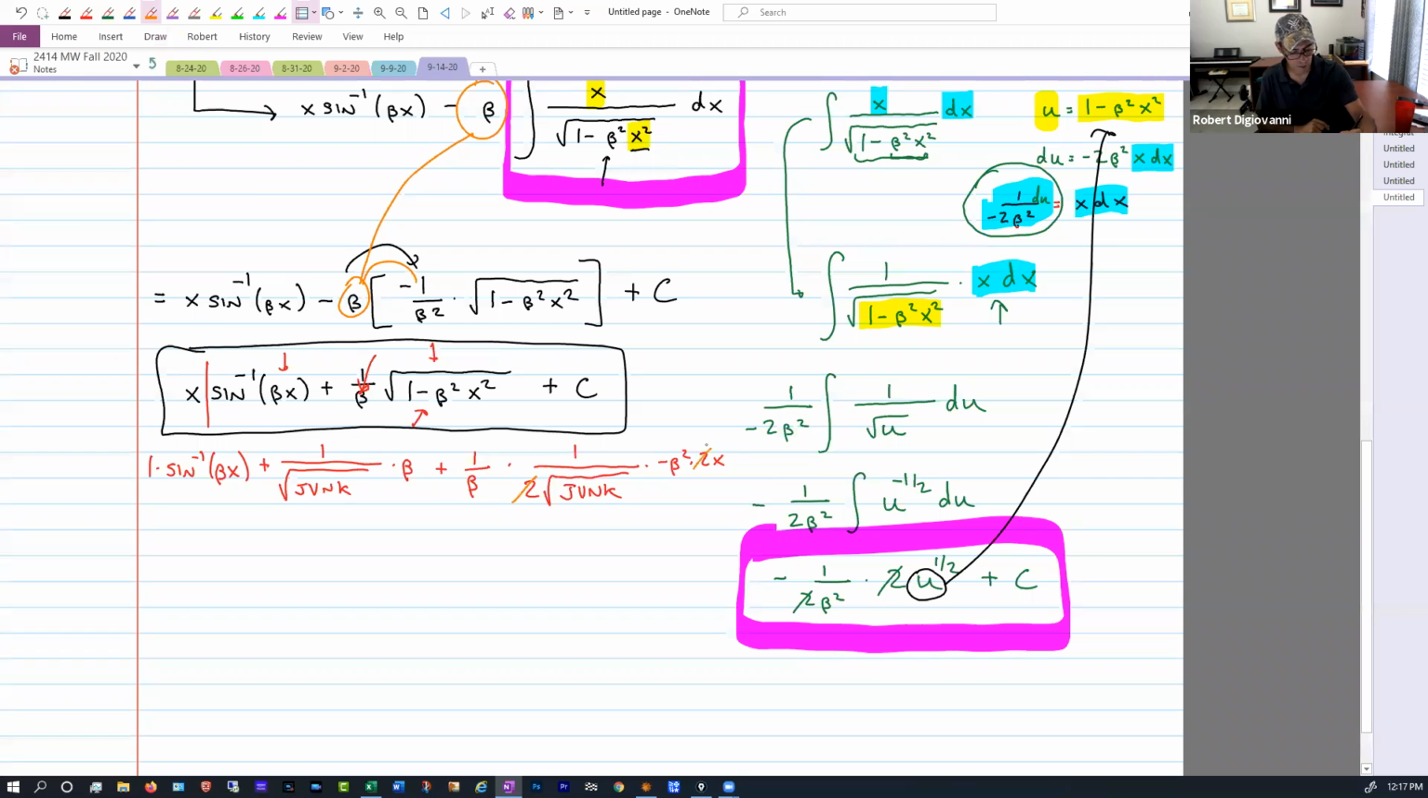And now clean up. The 2s cancel. Let's see what happens. One of these betas cancels. And, oh, I forgot something. On my product rule over here, I did derivative first times second plus, here's derivative second. I forgot times the first right there.